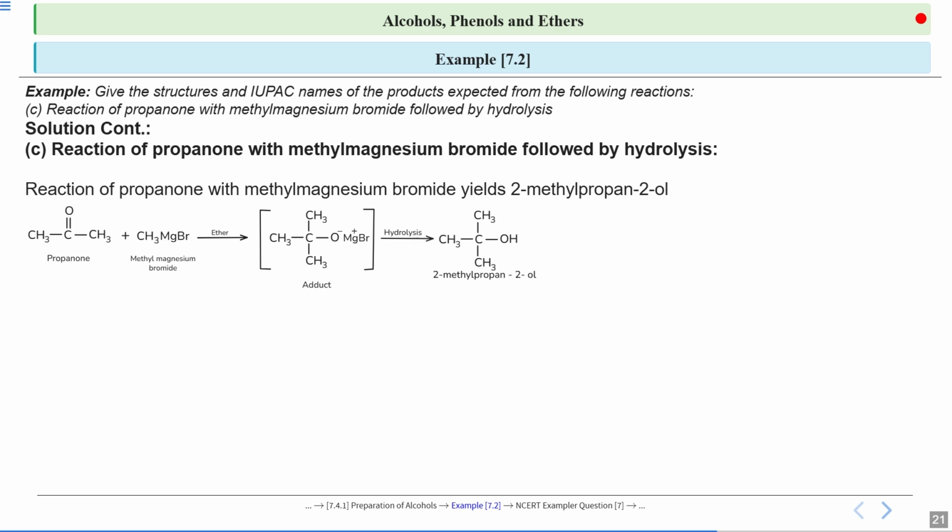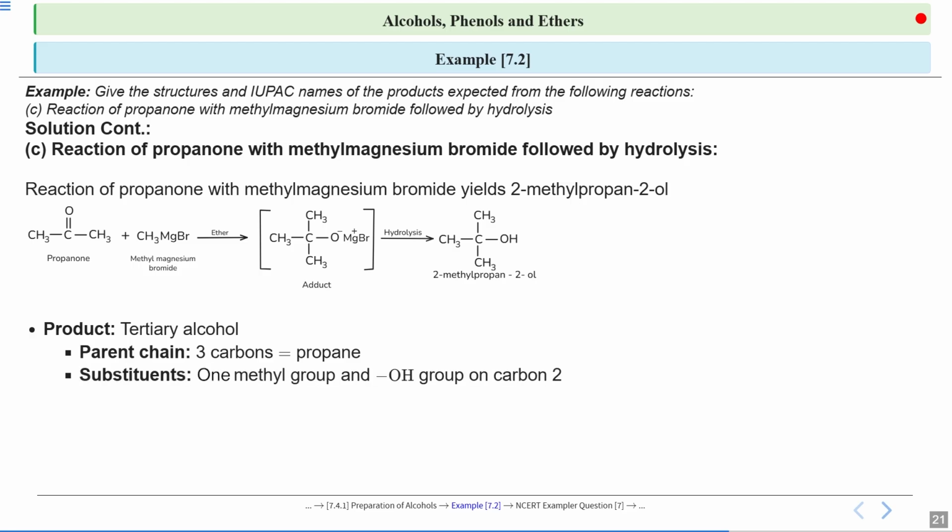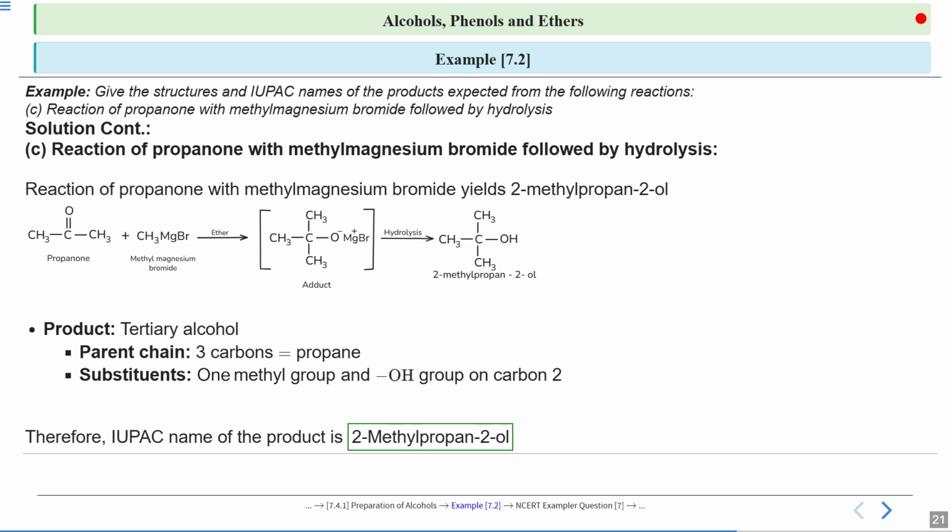OH is attached to the carbon which is attached to 3 other carbons. So this is a tertiary alcohol. The parent chain in the product is a 3-carbon chain, which is propane. And the substituents on the same carbon are one methyl group and one OH group, attached on the second carbon of the 3-carbon parent chain, propane. So the IUPAC name of the product will be 2-methylpropan-2-ol.